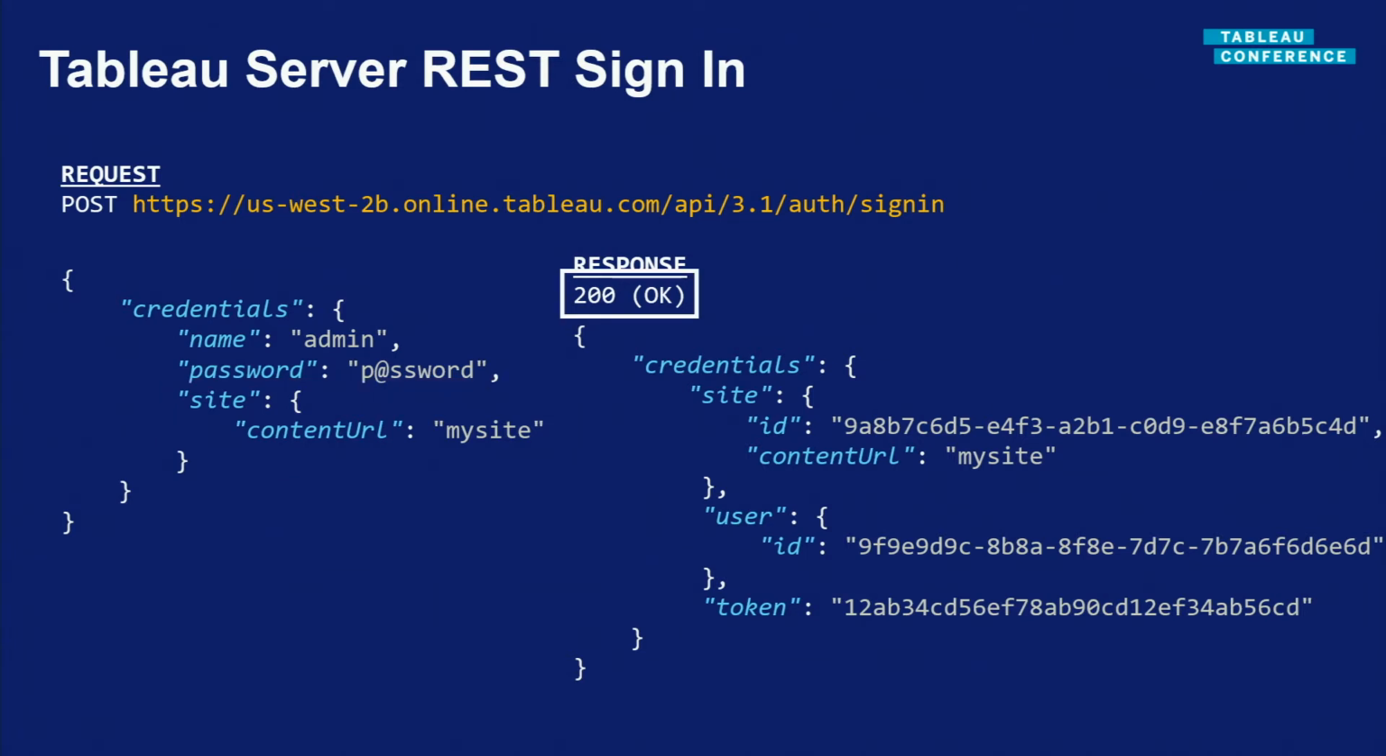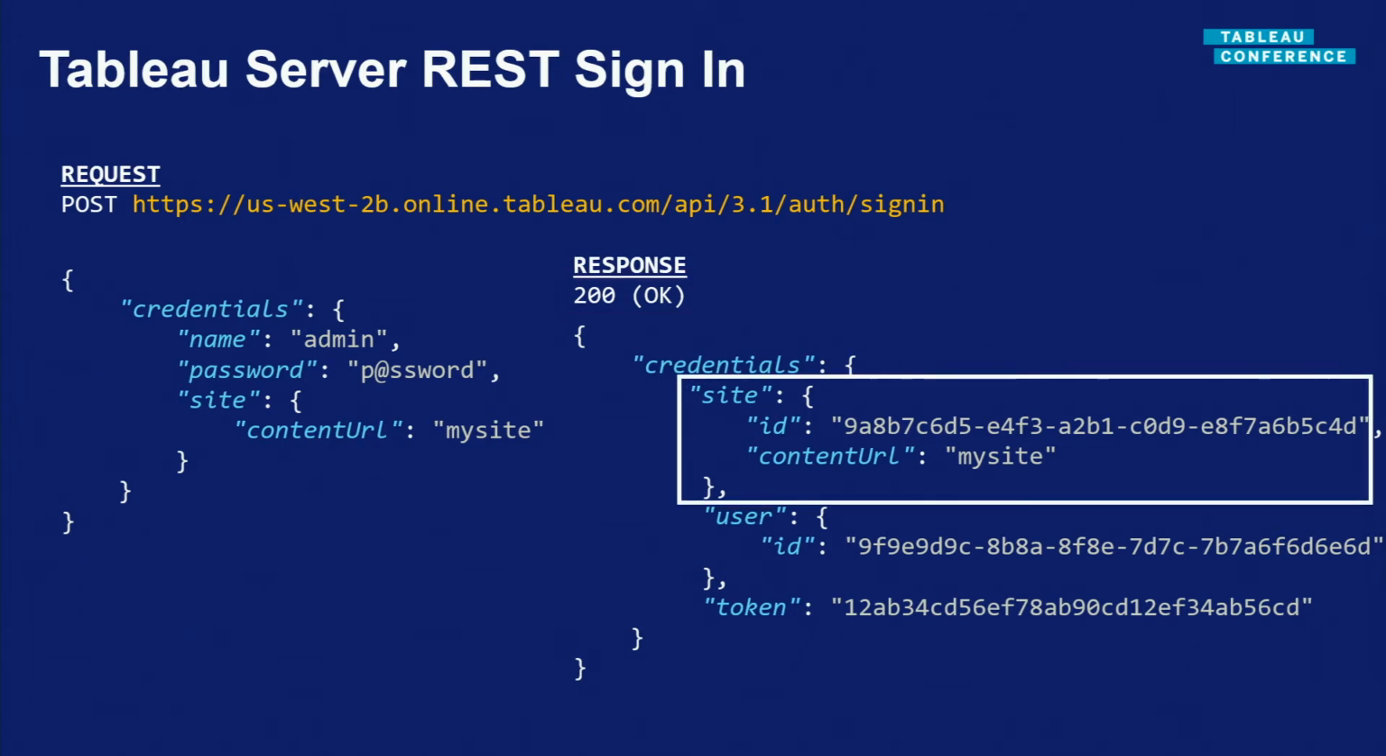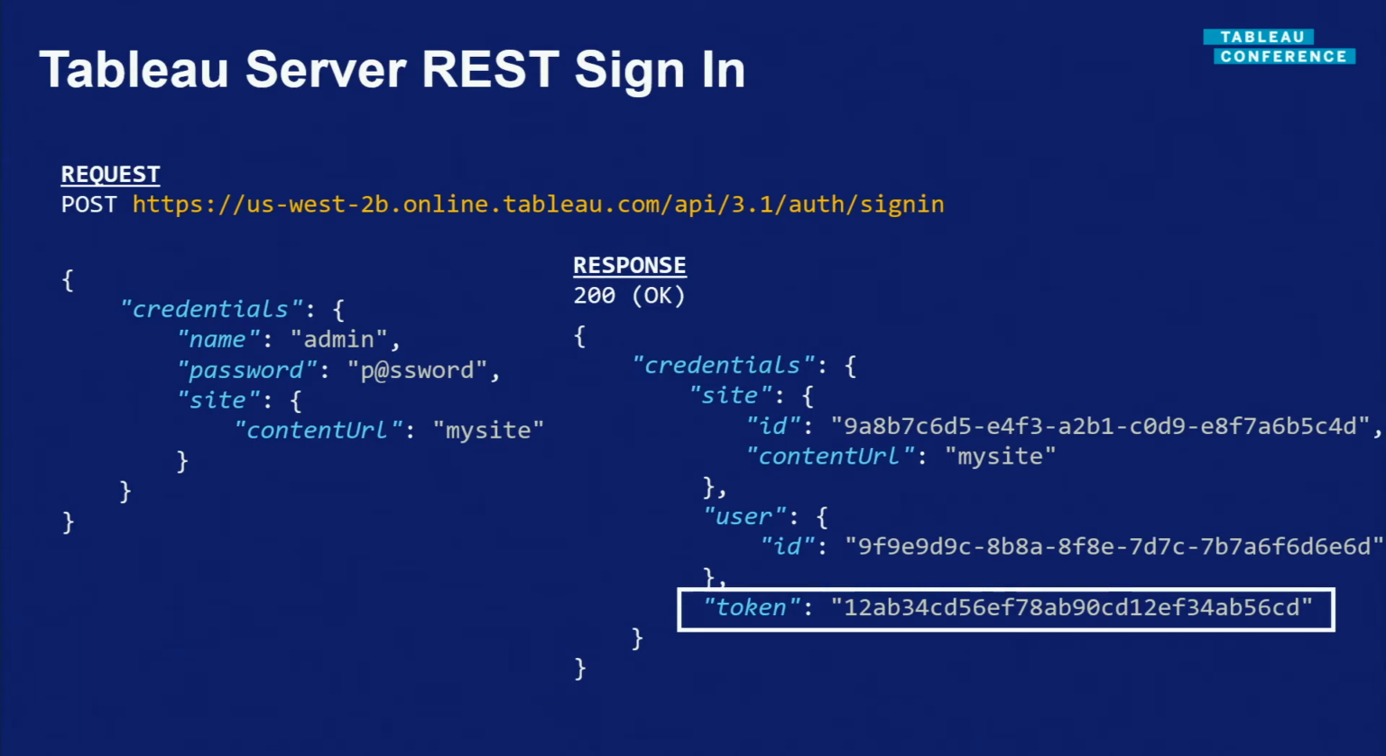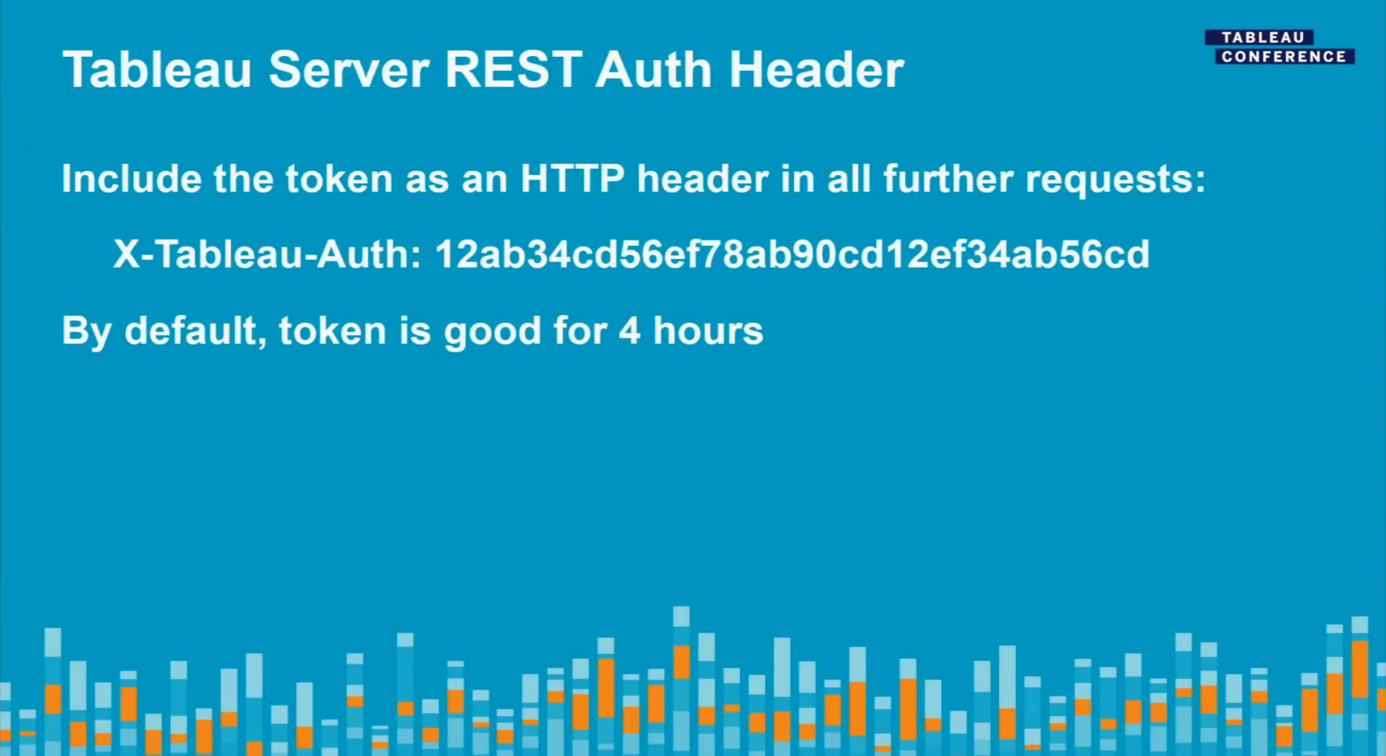We'll then get a response from the server that includes a numeric status code indicating success. It contains the site with its unique ID, the unique ID of the user that just logged in, and most importantly, this authentication token. We then need to include that token as an HTTP header in all future requests. Now, by default, the token's good for 4 hours, but this is configurable in your Tableau Server settings. And this is a very good example of something the Tableau Server Client handles for you. After you log in with Tableau Server Client, it stores this auth token and automatically sends it with all future requests. But in this example, we're going to be doing it ourselves.